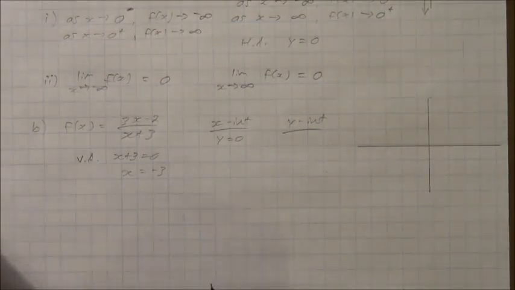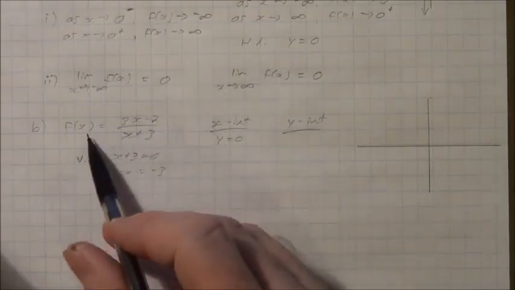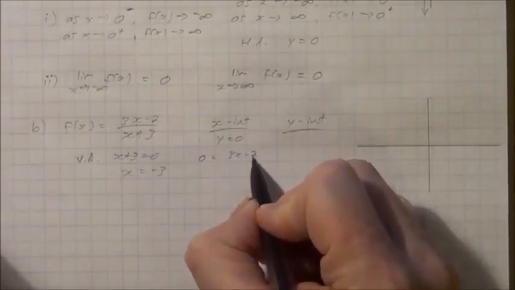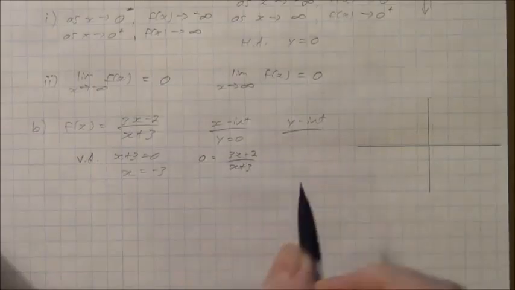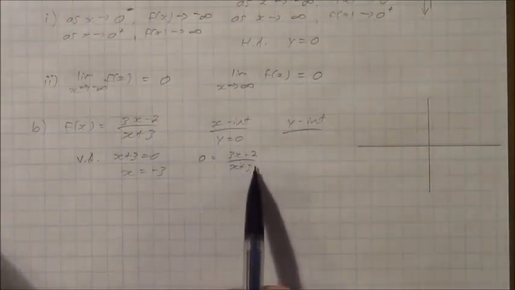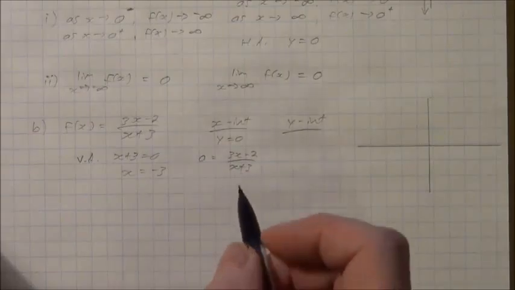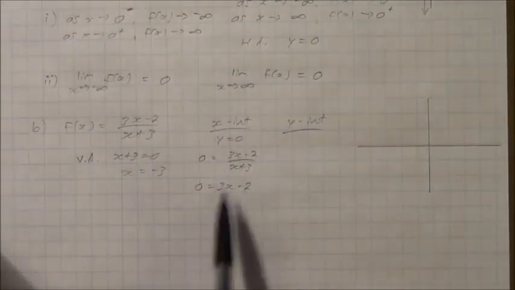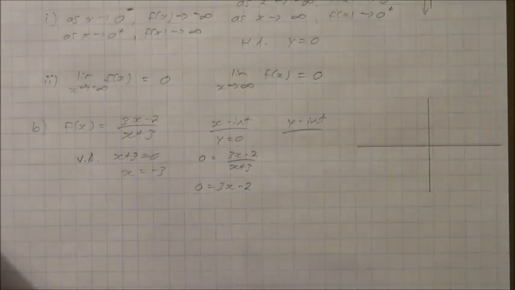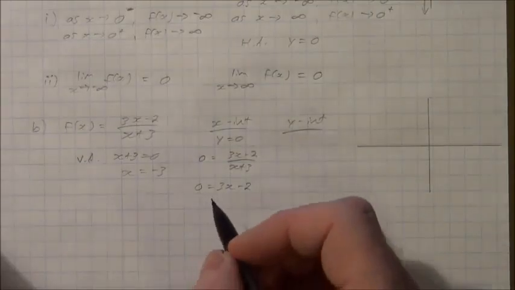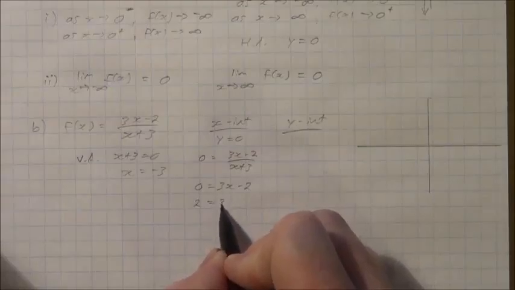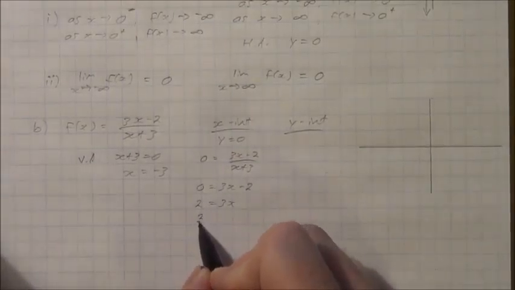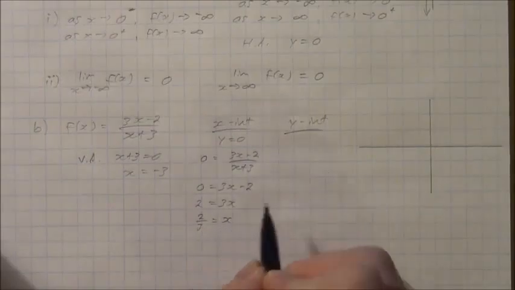And then I substitute y equals 0 here, so I get 0 equals (3x minus 2) over (x plus 3). I multiply both sides of the equation by x plus 3, which cancels that out. So we're left with 0 equals 3x minus 2. And then we solve for x, so we isolate the x. So we'll add 2 to both sides, so we get 2 equals 3x. And then we divide both sides by 3, so x equals 2 over 3.